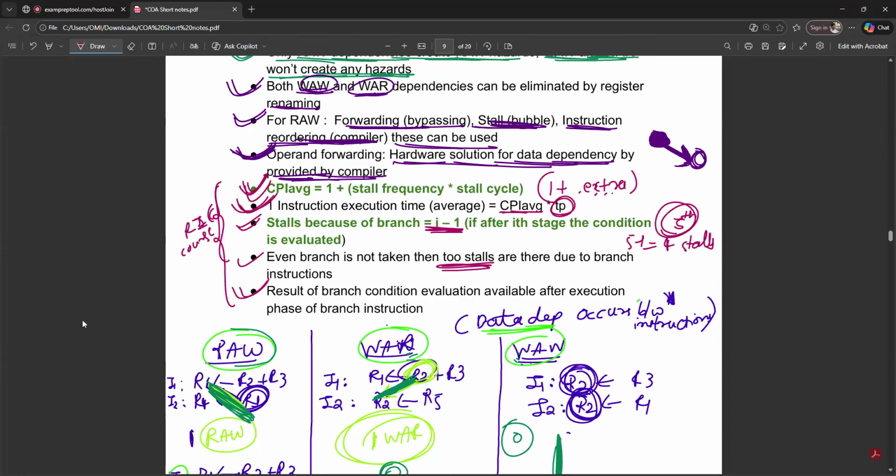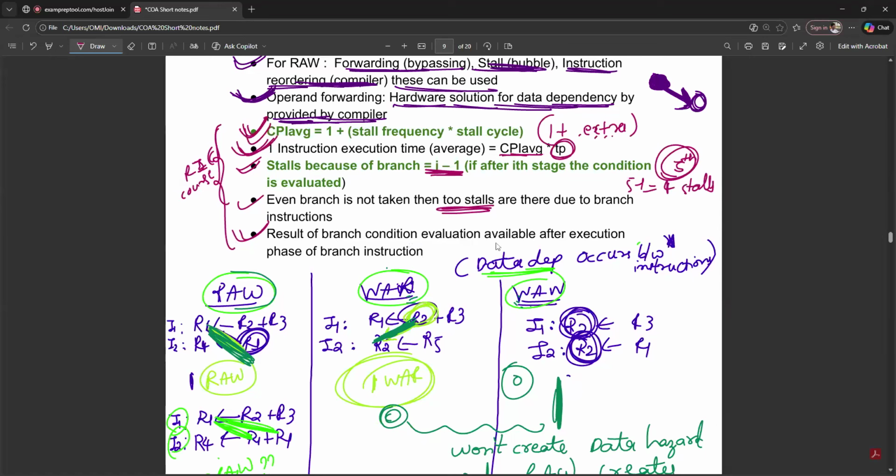Okay, so now next point: the result of the branch condition is evaluated after the execution phase of the branch instruction. So when the branch condition evaluation happens, it is after the EX stage. After the EX stage, you can get to know the effective address, where to jump. Also, if it is a branch condition, you can know where it will jump and what the outcome of the condition is after the EX stage.